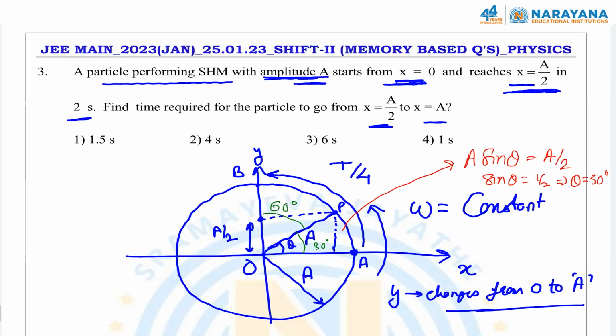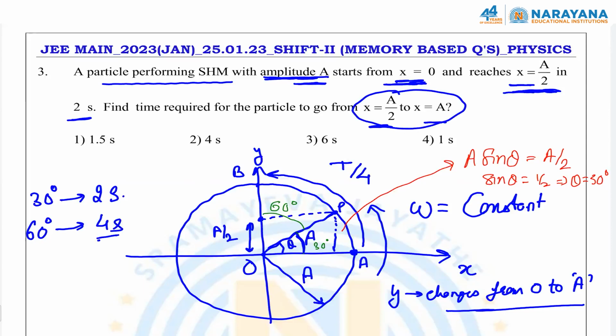Now we are given that it covers this 30 degree in 2 seconds. So remaining 60 degree, it can cover in obviously 4 seconds. So answer is 4 seconds. Option 2 is the answer.